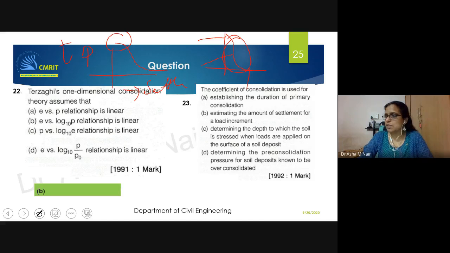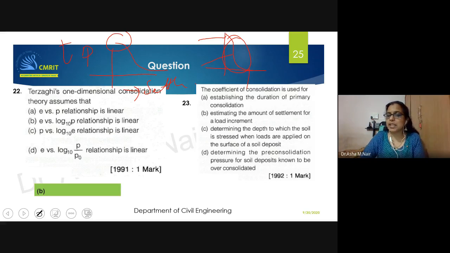Estimating the amount of settlement is not a part, because estimation of settlement is going to be a part of the consolidation test, because whenever we give a time duration, the settlement is going to be a part of it, but not the whole thing. Determine the depth to which the soil is stressed? Yes, we cannot determine that directly.